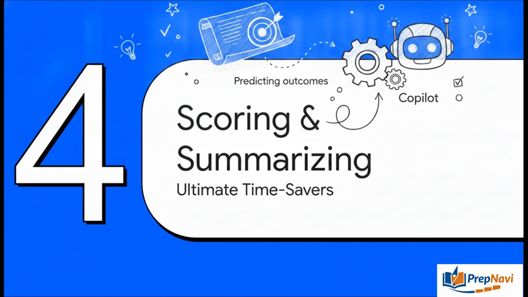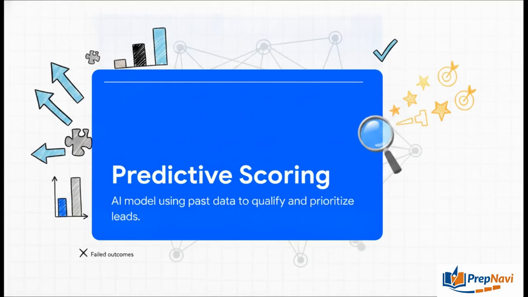Let's hit Section 4, scoring deals and summarizing. Basically, the ultimate time savers. So, let's talk about the configurations that act as massive productivity multipliers for a sales team, starting with predictive scoring. Here's the core concept you need to lock in. Configuring the predictive scoring model is entirely about using past data to automatically prioritize the leads that are most likely to close. The exam expects you to know that this isn't just AI magic happening out of nowhere.